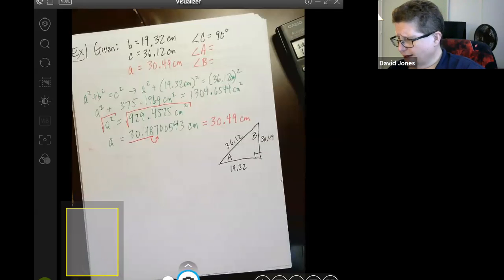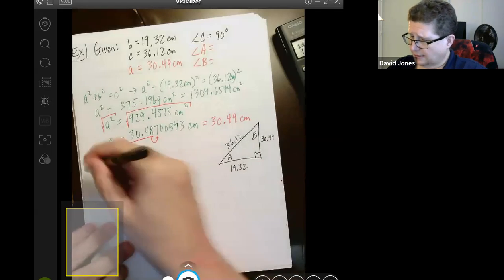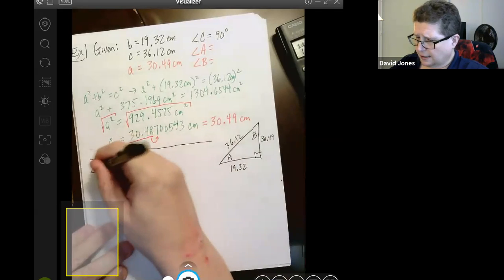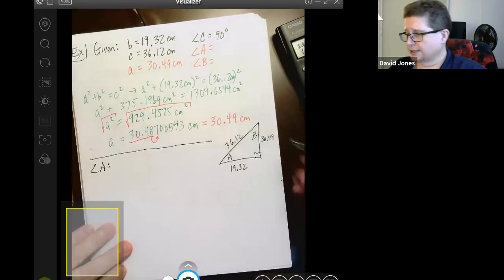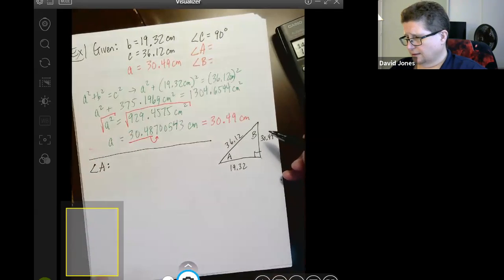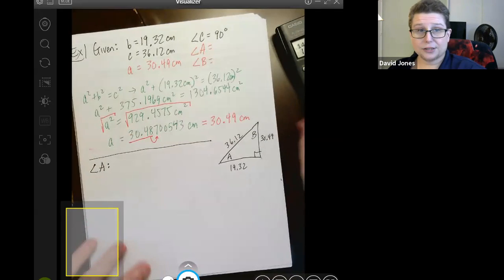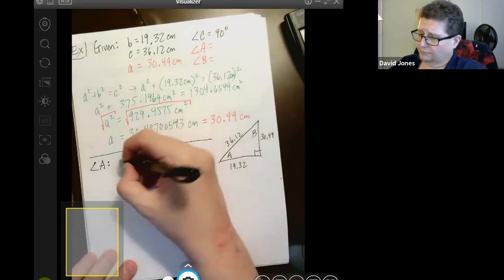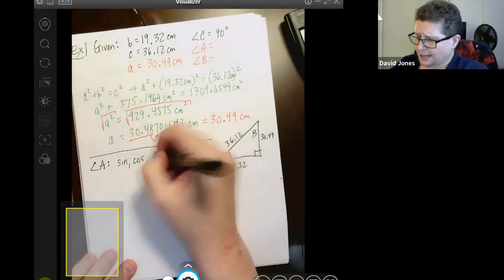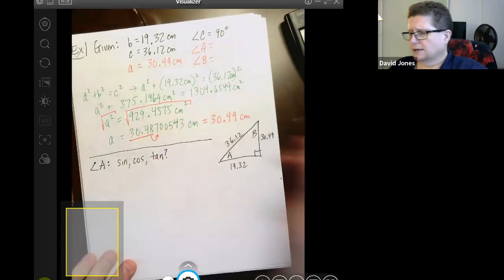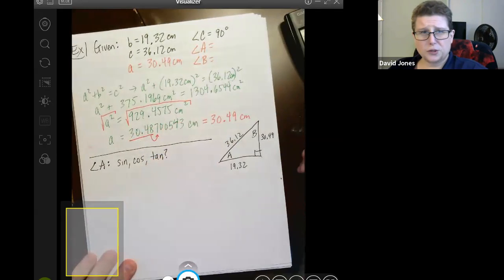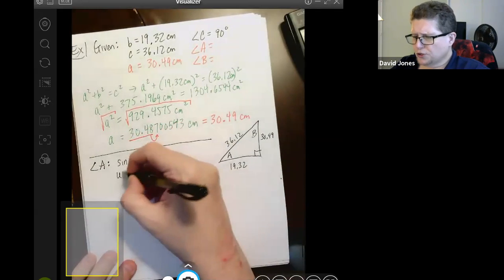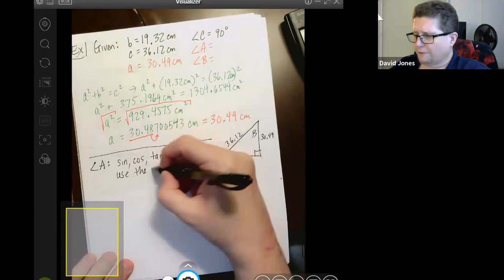So if I want to find angle A, I've got some options. I got all sorts of options. I could do sine, cosine, or tangent because I have all 3 sides. Which one should I use? Use the one that has the most starting information.